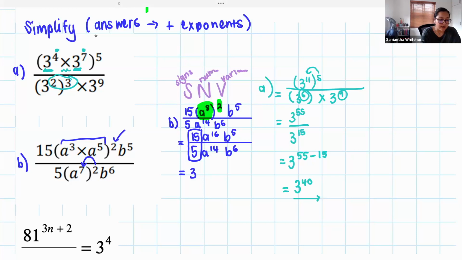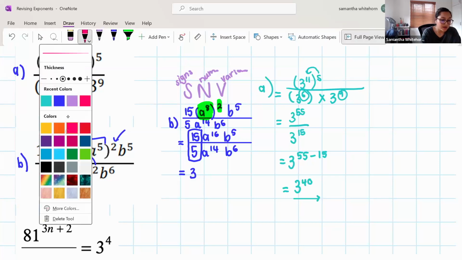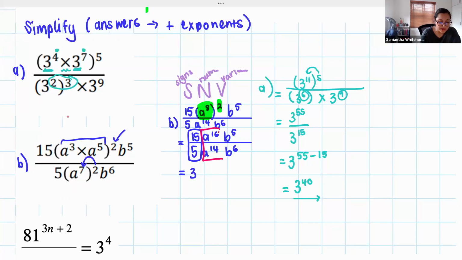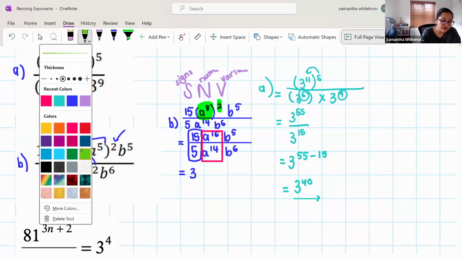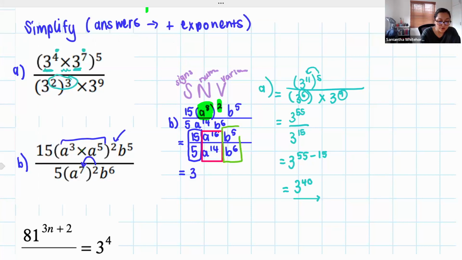Now grade 9s, please remember that when it comes to your variables, you have to work with the same base. So you're going to work with the a's together, and then you're going to work separately with your b's. You cannot mix and match your bases. It must be the same base. Now grade 9s, there's a few ways that you can do this. If you would like to apply your exponent law, by all means go for it. Personally, I don't enjoy doing that. So I do it slightly differently.